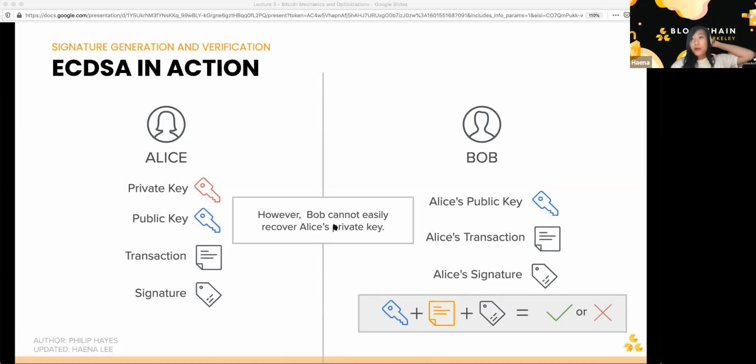So now we've achieved our two goals. Alice was able to confirm that, yes, I made this transaction, this is mine, but without ever having to show Bob her private key at all. And so Bob won't be able to access her other UTXOs and take her Bitcoin.